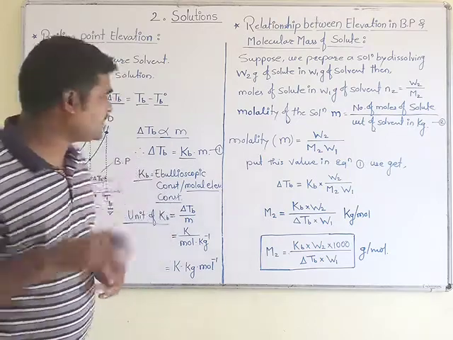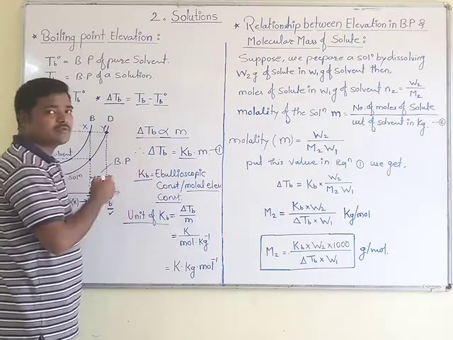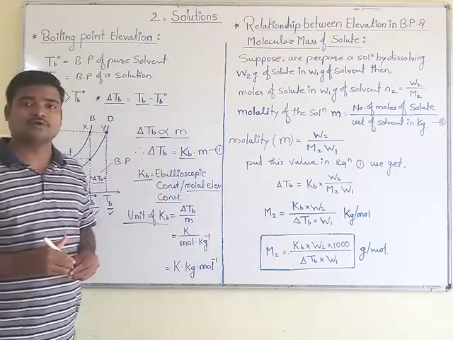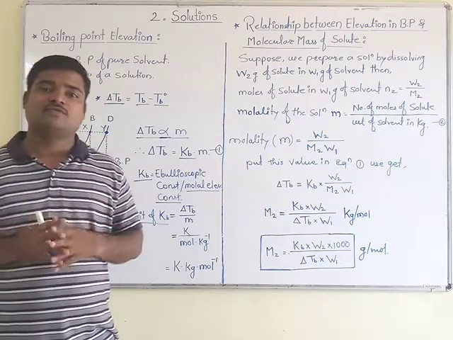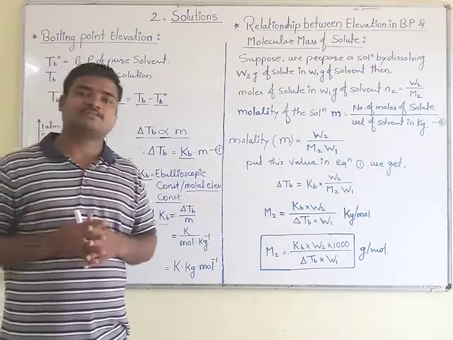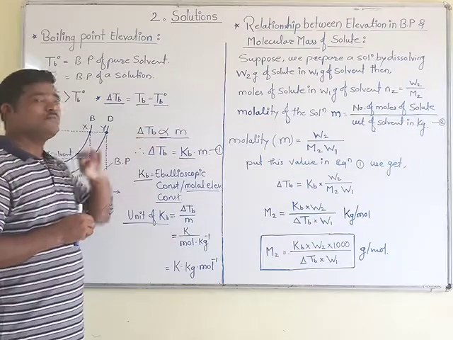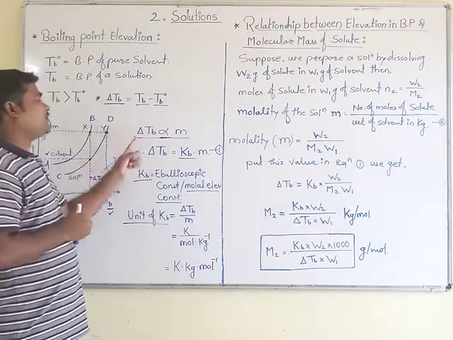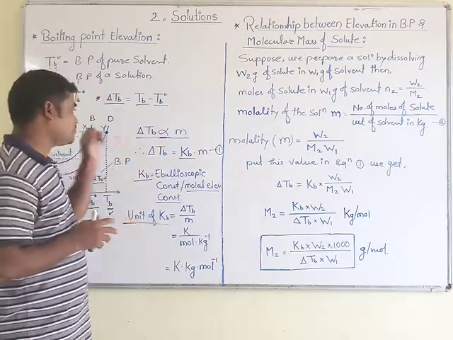Now in continuation with that point, the elevation in boiling point, delta Tb, is directly proportional to the molality of the solution. Now what is meant by molality? Molality is nothing but when 1 mole of solute is dissolved in 1000 gram, or we can say 1 kg, of solvent. And always the elevation in boiling point, delta Tb, is directly proportional to the molality, that is small m.